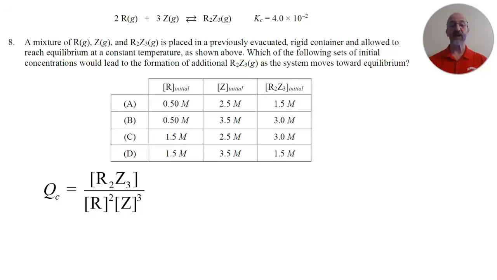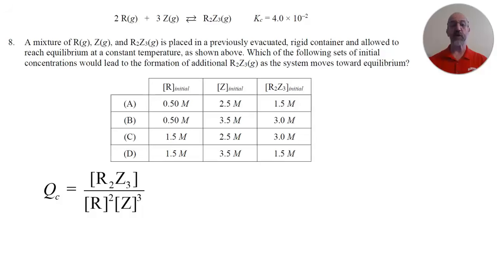So my Q expression looks identical to the K expression. It's going to be products over reactants. I'm using hard brackets because this is a Kc in terms of concentration. This is not a Kp in terms of partial pressure. So the concentration of the product R2Z3 divided by the product of the following: the concentration of R squared times the concentration of Z cubed, again using the coefficients as exponents. So let's start with choice A and then move all the way to choice D, calculating the value of the reaction quotient Q, and then we'll move from there.